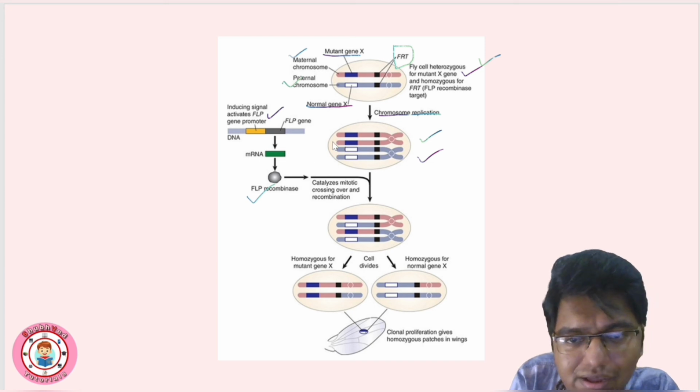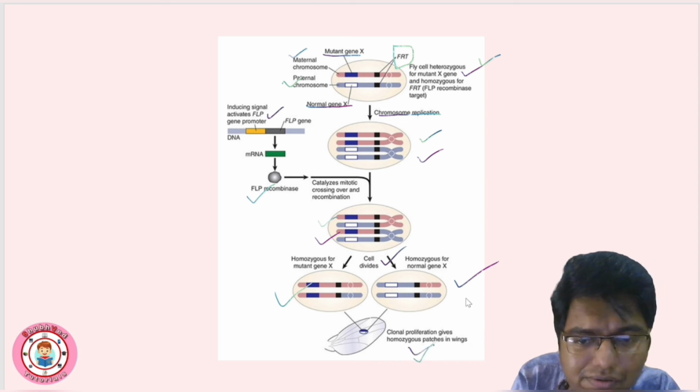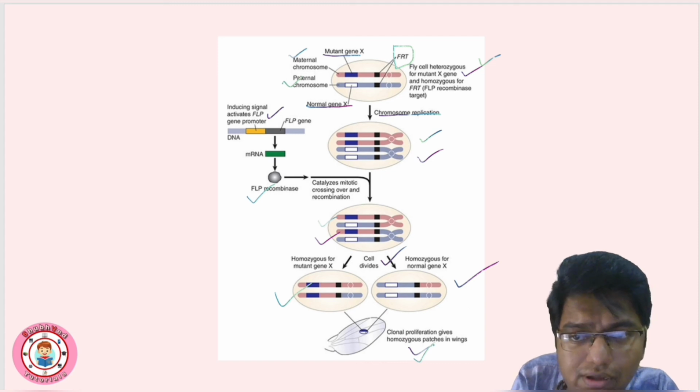After crossing over, as we know, crossing over is the exchange of genetic material, exchange of strands. That has occurred, and the cell will divide further. After division, one cell is with the homozygous mutant and one cell is with the homozygous normal gene. After clonal proliferation, this gives homozygous patches in wings. So this is how we can produce homozygous mutants.